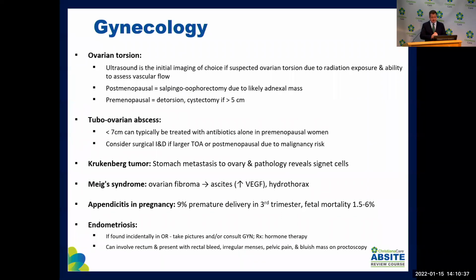Appendicitis in pregnancy, there's the risk of premature delivery in the 3rd trimester, about 9%, and an increased risk of fetal mortality, about 1.5 to 6%. Ideal time would be your 2nd trimester.